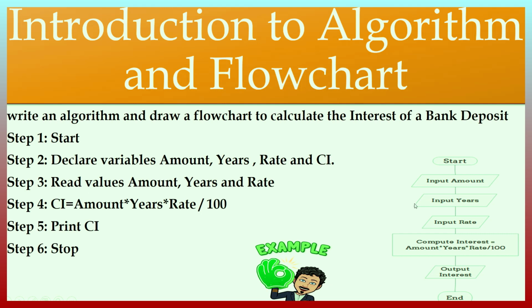So that is, here you can see input amount. That is read amount, read years, and read rate. If you wish, you can make it as a single step. You can put a parallelogram and you can represent like input amount, comma years, comma rate. It's also right. And step 4, you want to calculate. You want to use rectangle. So I'm going to use rectangle, compound interest equal to amount into years into rate divided by 100.